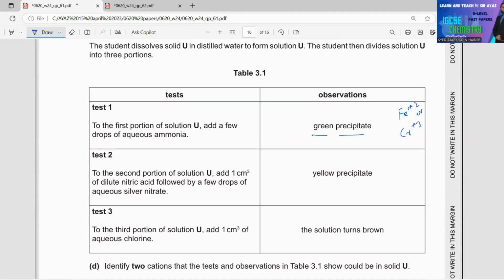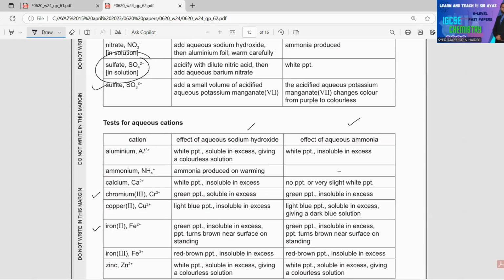Test 2. To the second portion of solution, you add 1 cm³ of dilute nitric acid, followed by a few drops of aqueous silver nitrate, yellow precipitate. It must be the test for halide ion, that is chloride, bromide, iodide.